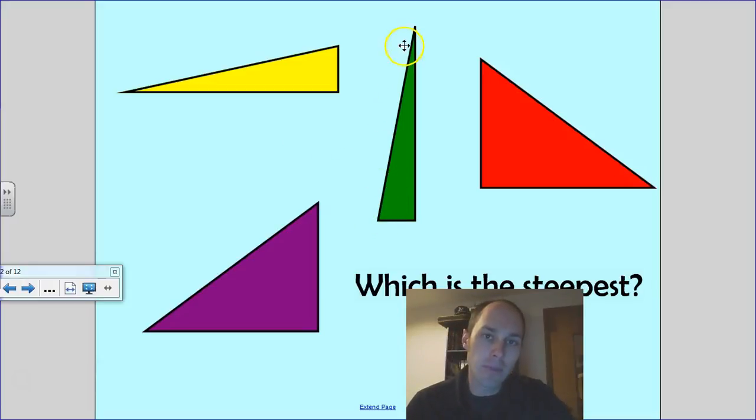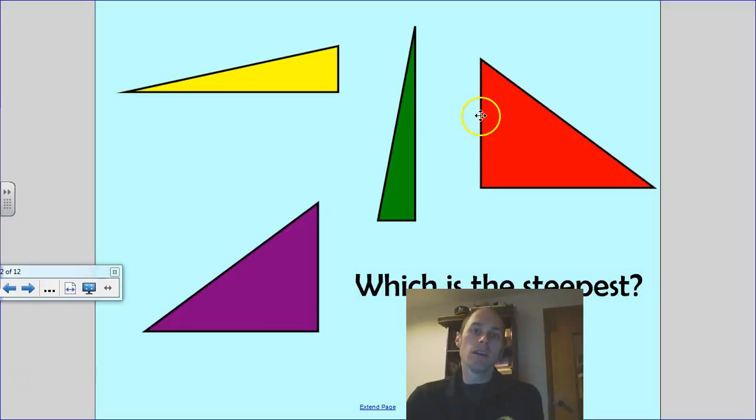Well, because it goes up the most compared to how far it goes over. The yellow one isn't very steep because it rises a little bit as it runs. Purple is pretty even as far as how much it rises and how far it goes over. The blue, we might say, is the least steep because it goes downhill, maybe, right? If you're sitting in a wheelchair at the top here, you'd roll right down.